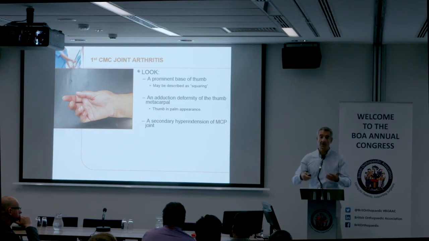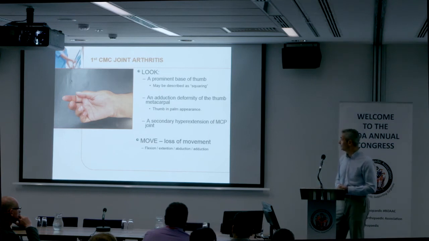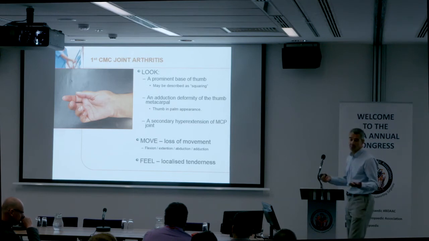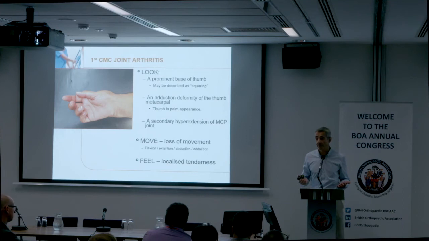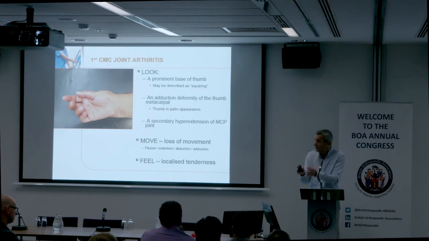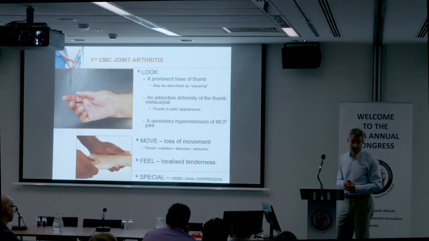Okay. You can then go on to assess that a little bit more. You can look at the movements of that thumb, as I mentioned before. And then you can palpate. Here you're palpating for localized tenderness around the first CMC joint. Not anywhere else in the wrist, not anywhere else in the fingers, but you can localize your examination to that joint. And then you might add some special tests.